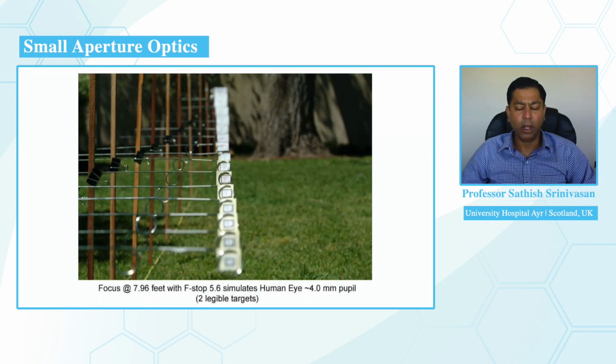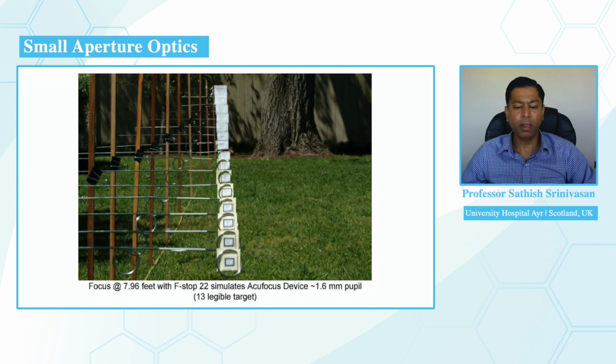So this is an example of a slide which shows the depth of focus set at about 7.96 feet, with the f-stop set at 5.6, which simulates a human mesopic pupil of 4 millimeters. As you can see from the slide, of the different targets, only the 2 targets in the middle are legible, because the f-stop is set at 5.6, simulating a mesopic pupil of 4 millimeters. But by changing the f-stop to 22, which simulates a pupil size of 1.6 millimeters, you can see from the slide that many more targets come into focus. Once again, these 2 slides drive home the point that by reducing the aperture size, one can increase the depth of focus without compromising the optical quality of the image.